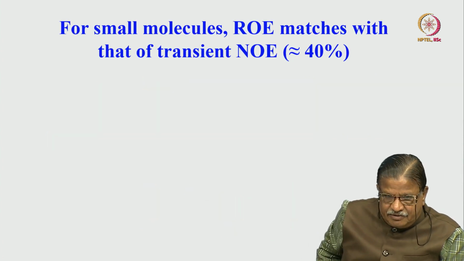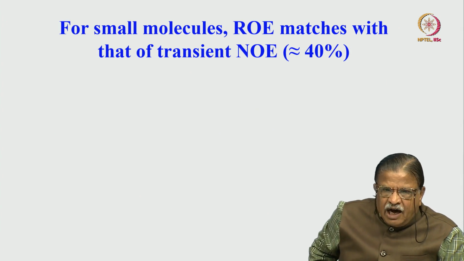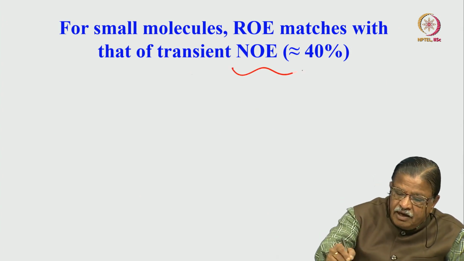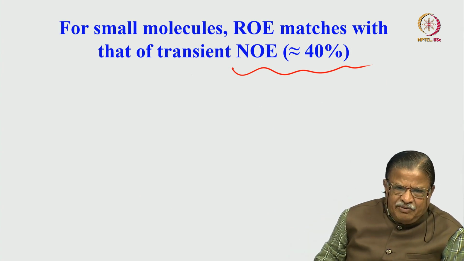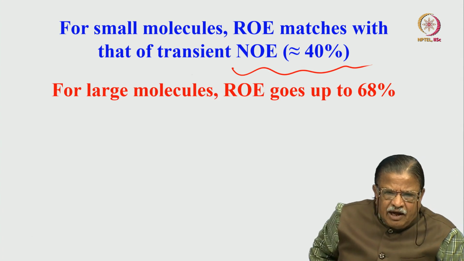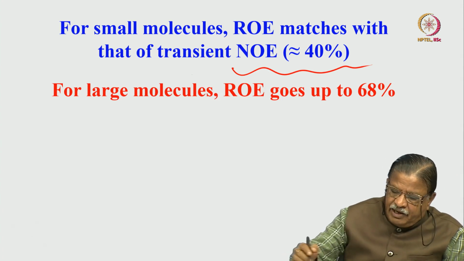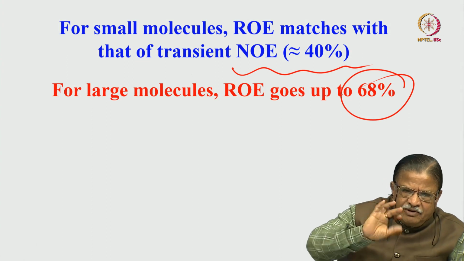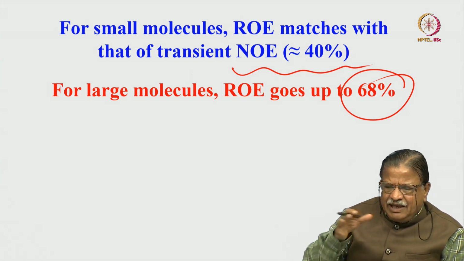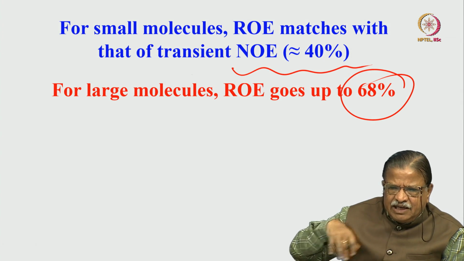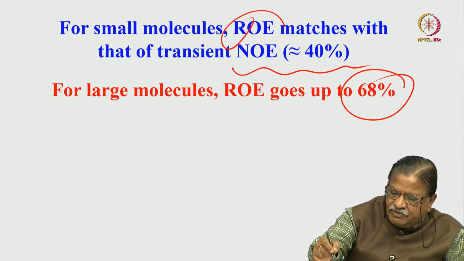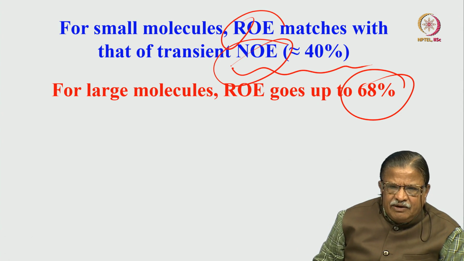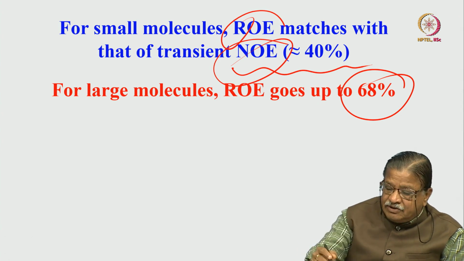For small molecules, ROE matches with that of the NOE. Approximately 40% matching is there, NOE approximately 40%. For large molecules, ROE goes up to 68%. For small molecule, there is no issue. It can match with their transient type of NOE. This is a steady state NOE we were talking. ROE we can also do in the 1D way and 2D way. I will tell all those things later. For a small molecule, ROE matches with that of the transient NOE, what you get up to 40%. For large molecule, this goes up to 68%.